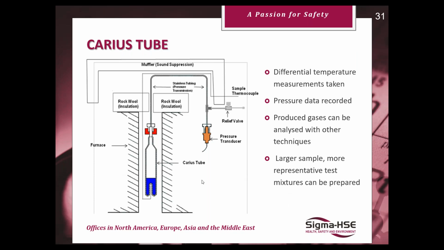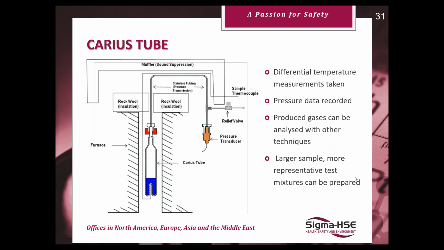So just to see the internals of it a bit, we have our sample loaded into the Carius tube, where we have a thermocouple reading the temperature of the sample. We also have another thermocouple in the oven, and it is a differential temperature measurement that's taken between the sample and the oven, the programmed oven. We also have that pressure data recorded, which is plotted alongside that differential temperature. Produced gases can be sampled from the system, and they can be analysed with things like GCMS, so you can know what exactly in your mixture has broken down, what it's formed, what the hazards are potentially of those gases and vapours as well.